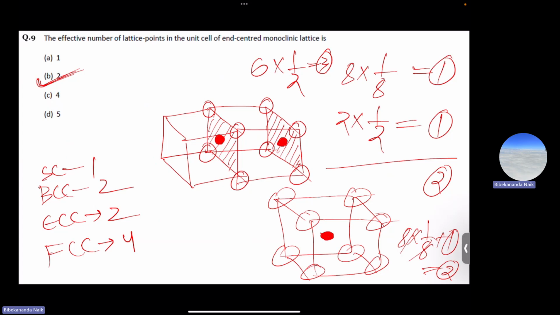So the correct option for this particular question, in case of end centered molecular lattice, will be option B. That is, the effective number of lattice points is 2. I hope this is clear to all of you.